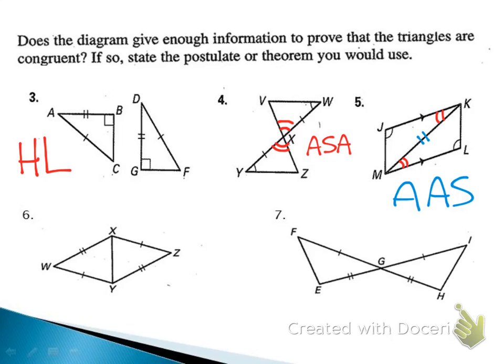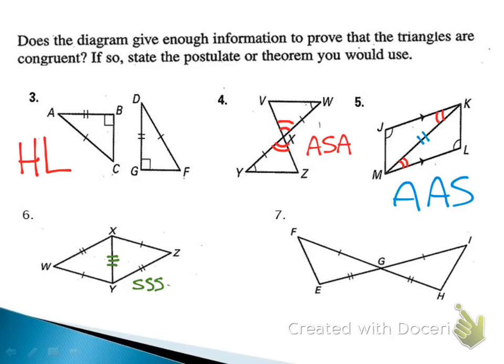All right, number 6. Again, there is a segment that is in both triangles. What is it? Anyone see it? Wake up. XY. XY is in both triangles, so it's congruent to itself. Now what do you have? Side, side, side. Yep, all 3 sides are congruent. So this is side, side, side.